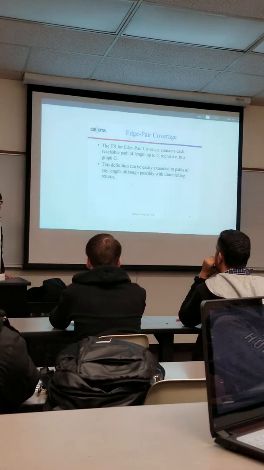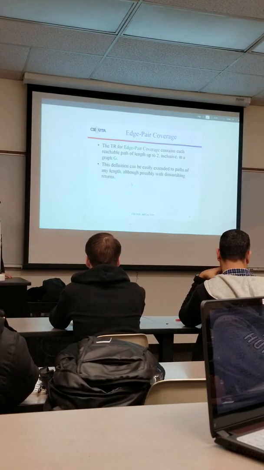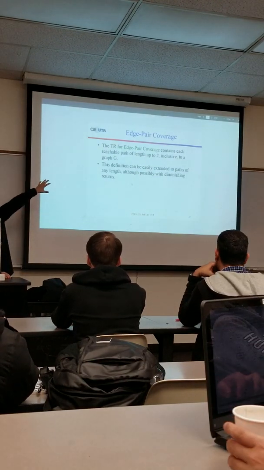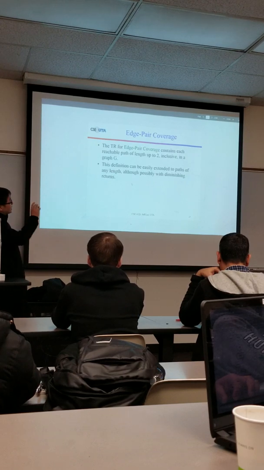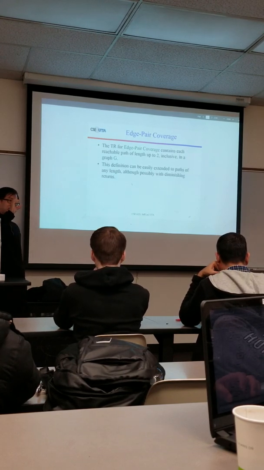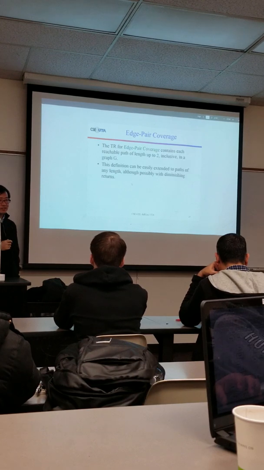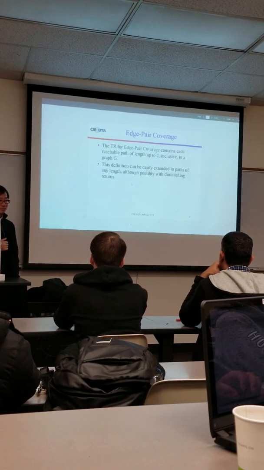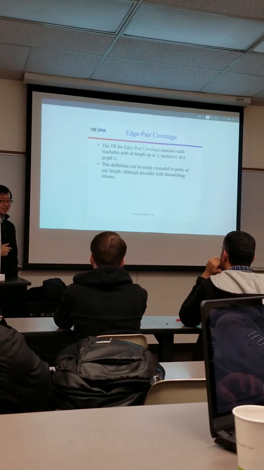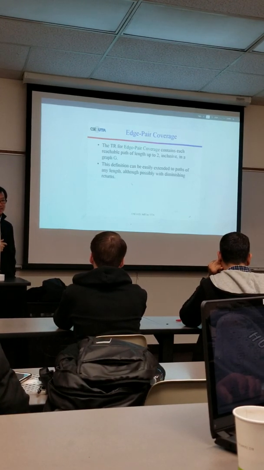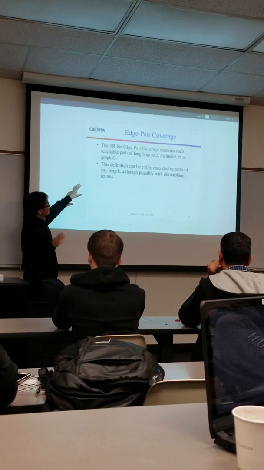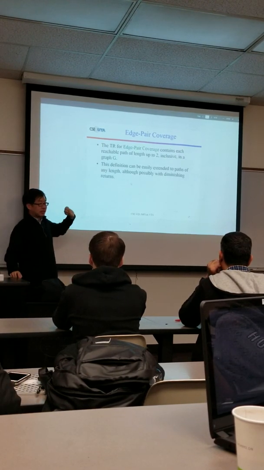Another possible coverage we could achieve is called edge pair coverage. So basically, the idea is that for each pair of edges, if they could be executed one after the other, then you have to have a test case to exercise the two edges in the given order. That's an intuitive way to say it, but the formal definition is this.